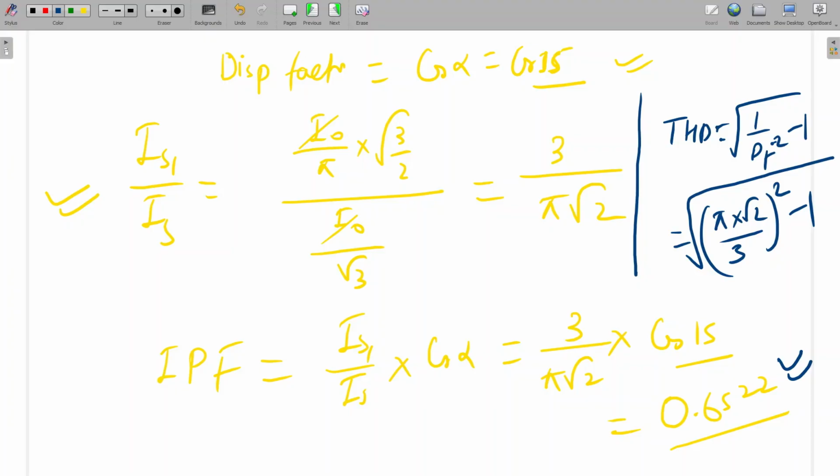So pi into root 2 divided by 3, whole square minus 1. THD we are getting more than 100%. This case will also come sometime. So 109.2%. Okay, is it clear? That my THD will come, sir.